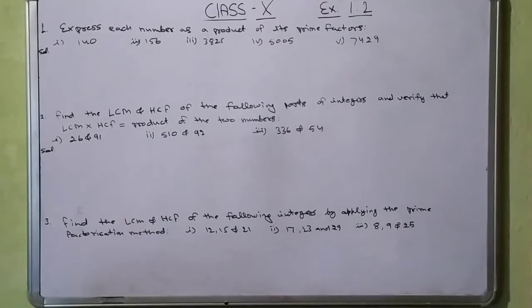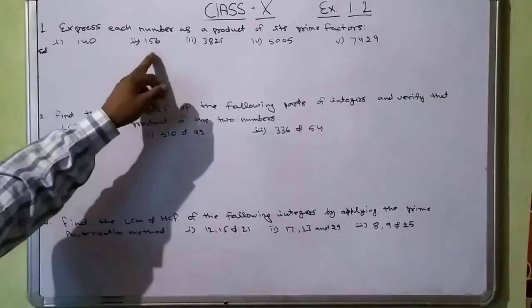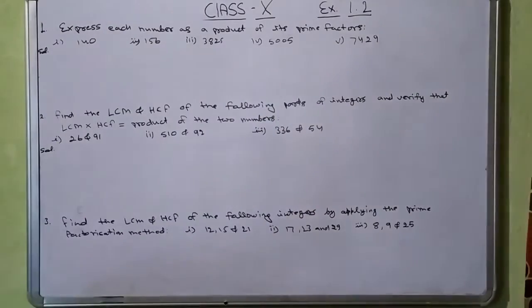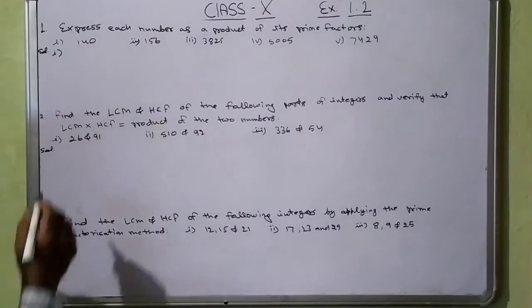Today we are taking exercise 1.2. Question number 1: Express each number as a product of its prime factors. There are five parts here, 140, 156 and so on. I am doing only the first part, to show how we will do this one.